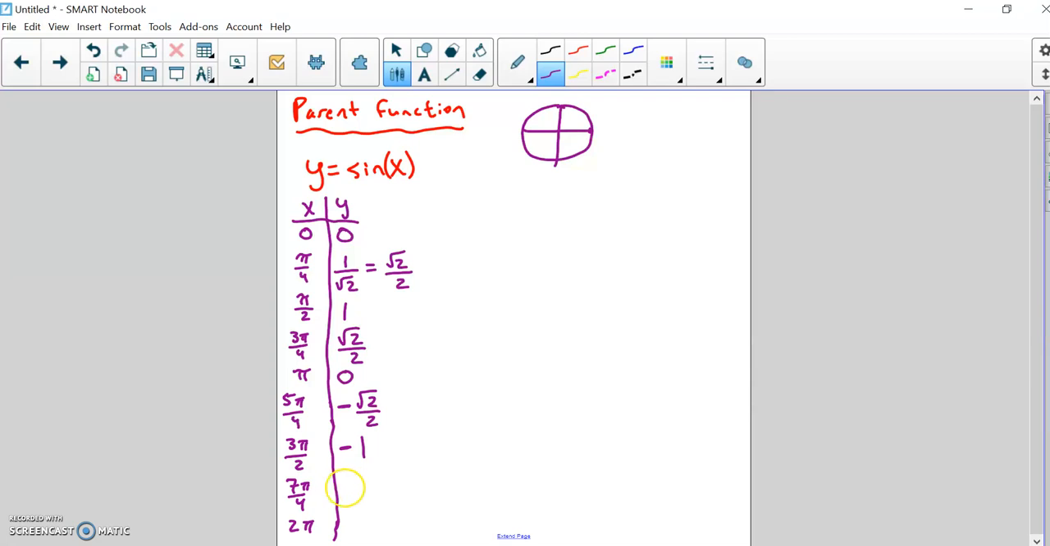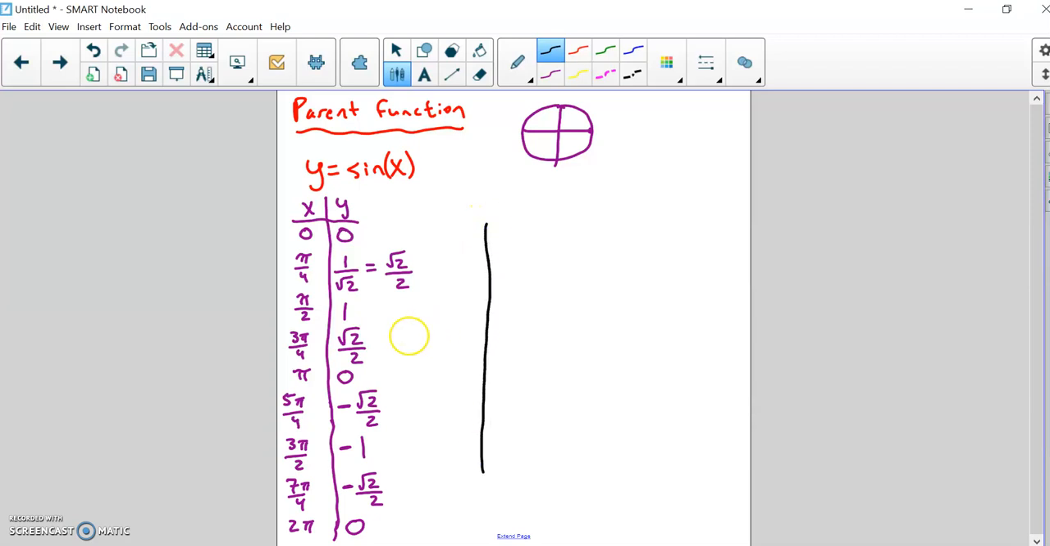It's still 45 degrees, so we're going to get negative √2/2. And then we meet back where we started at 2π over here on the right side of the circle. That has a sine value of 0. Okay, so we now have a chart that's got a bunch of values in it. I want to graph these values, and let's see what this looks like.